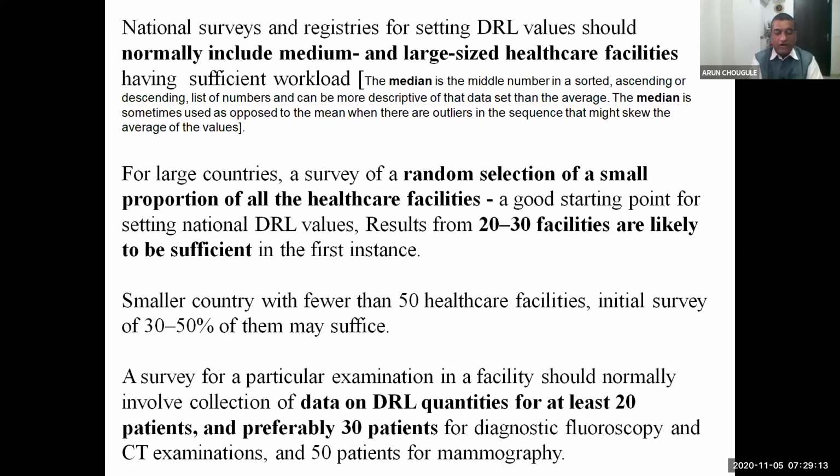So you are going to collect data from almost 30 to 50% of the healthcare facilities in the country, and then find out the median doses for each investigation and each kind of patient, whether adult or pediatric, by pediatric age groups or according to weight. A survey of a particular examination in a facility should normally involve collection of data on DRL quantities for at least 20 patients. For example, if I am going to find out the chest PA view DRL, that means 20 chest PA view adult patients, with adult weight 60 to 80 kg. You should get those data, find the median, and preferably 30 patients, so statistical uncertainty will be reduced. For fluoroscopy and CT examinations, and 50 patients for mammography, you have to take.